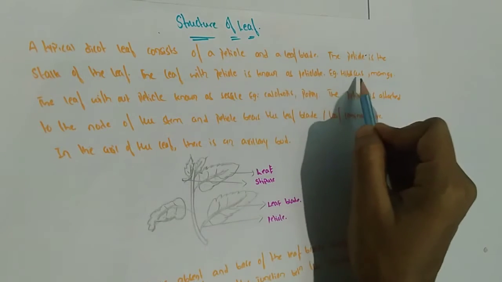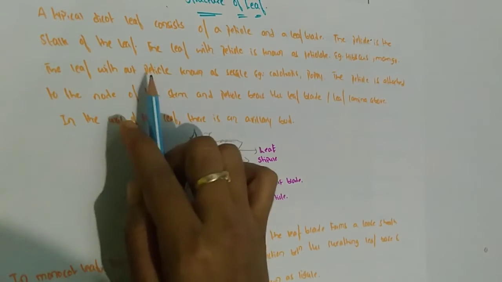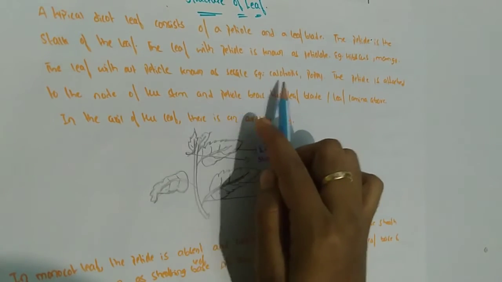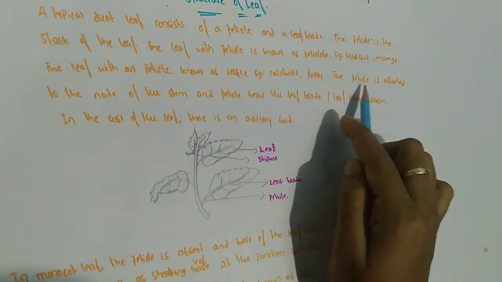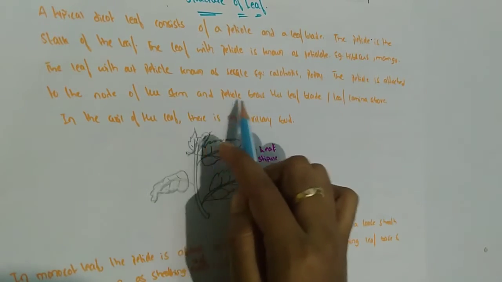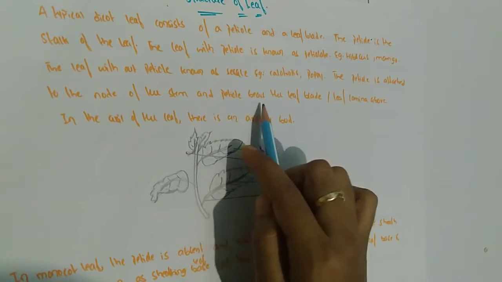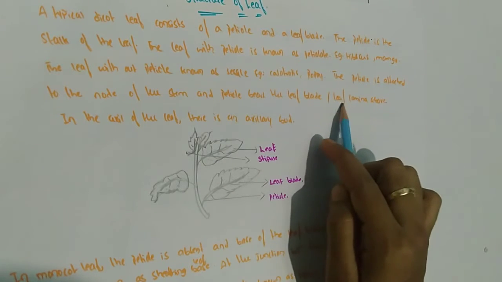Example, hibiscus and mango. A leaf without a petiole is known as sessile. Example, calotropis, poppy. The petiole is attached to the node of the stem, and the petiole bears the leaf blade, or leaf lamina.